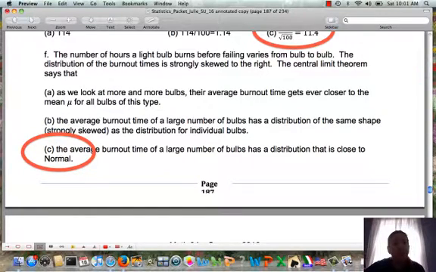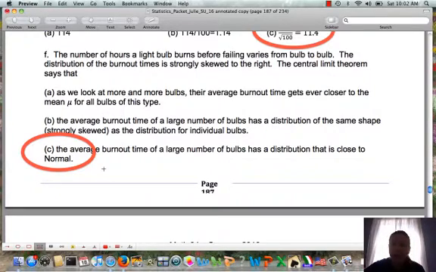So the central limit theorem says what? If we read through the following choices, we find that choice C agrees with what we know the central limit theorem says. The average burnout time of a large number of bulbs has a distribution that is close to normal. So even though the starting graph is skewed to the right, if you take averages of different numbers of bulbs and repeat that many times, we're going to get close to normal in their distribution.